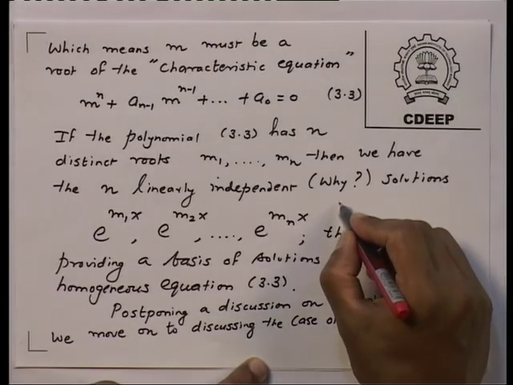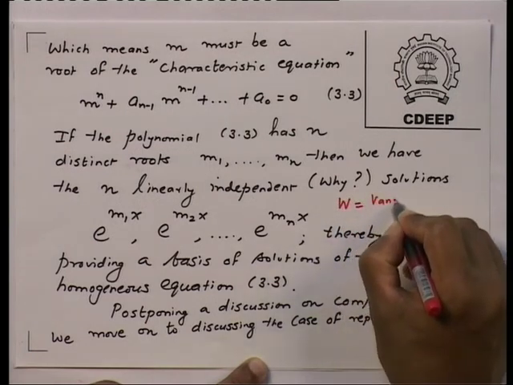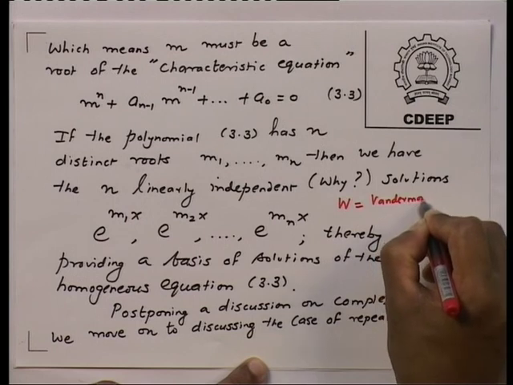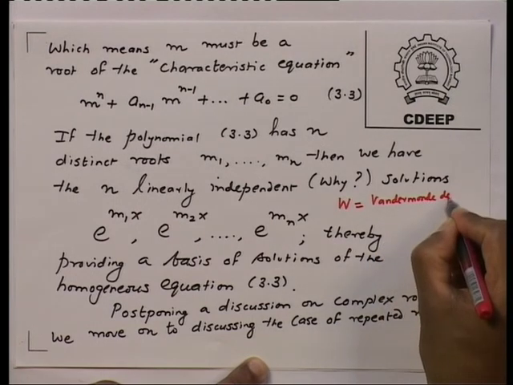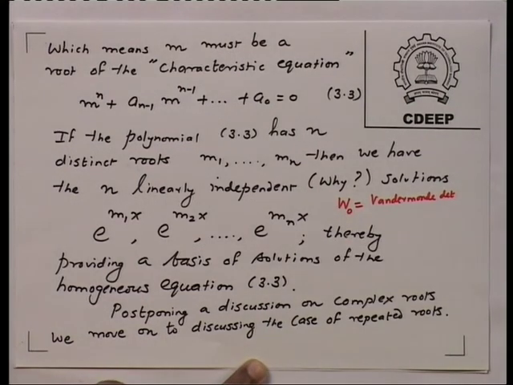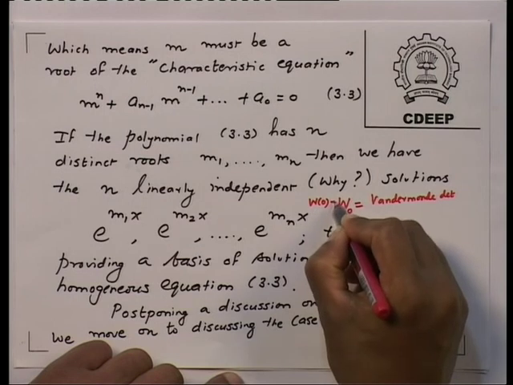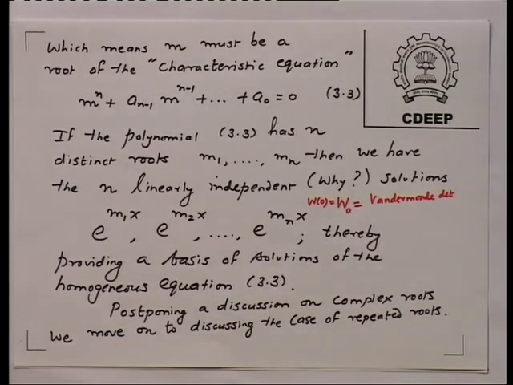What comes out? The Wronskian is the Vandermonde determinant. Let us calculate the Wronskian at the origin, right? Because if the Wronskian is not 0 at a point, it is never going to be 0. So let us calculate the Wronskian at the origin. The Wronskian at the origin is the Vandermonde determinant.